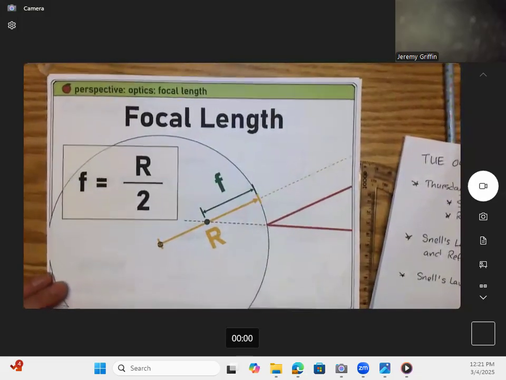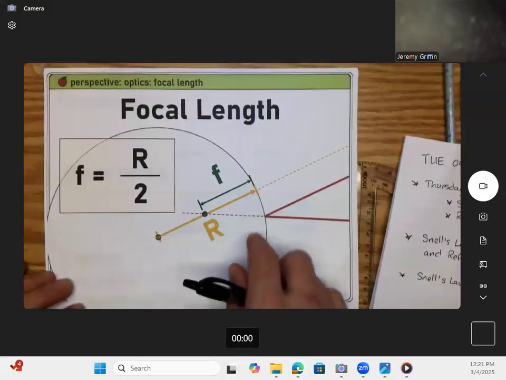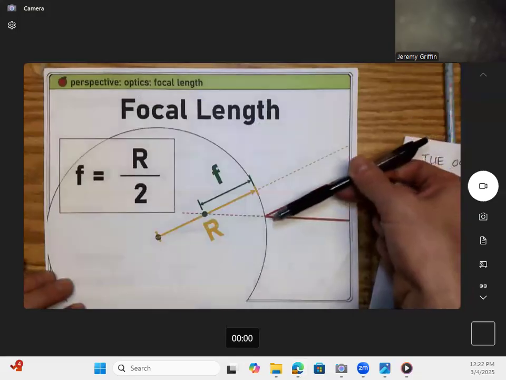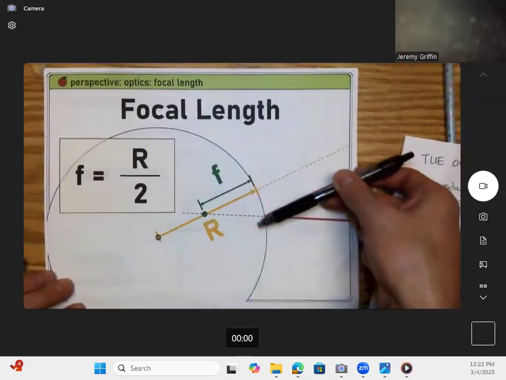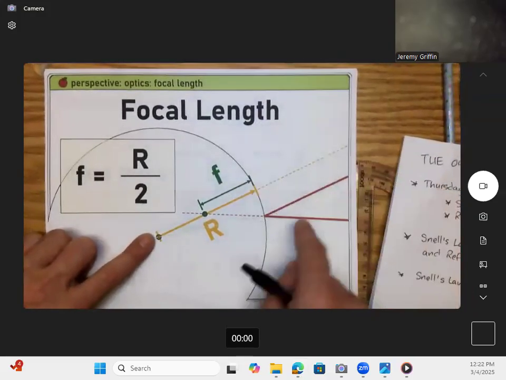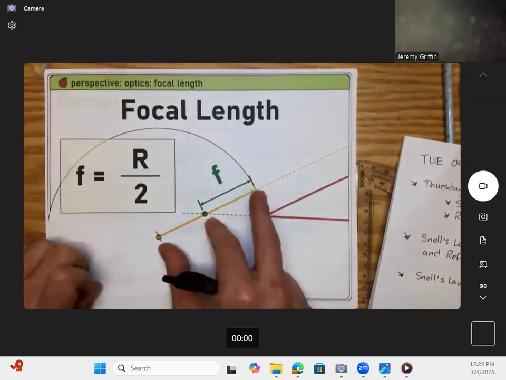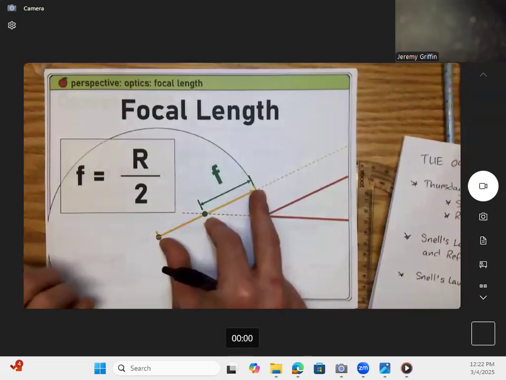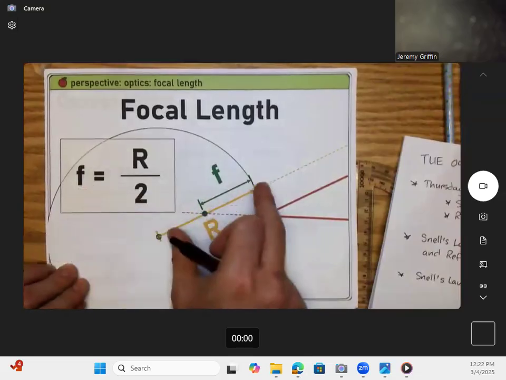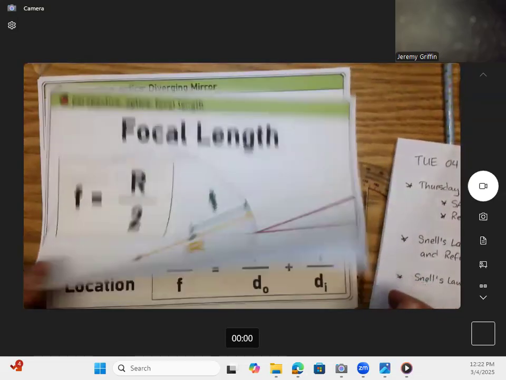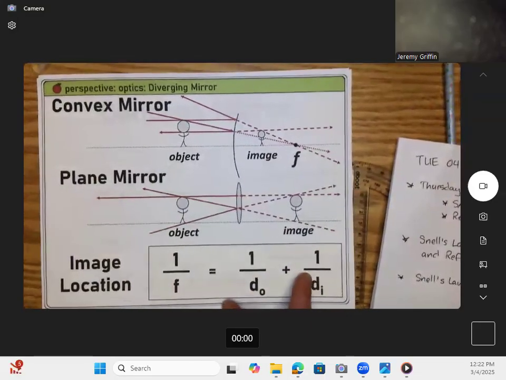Here could be a convex mirror, like a mirror ball. Suppose you shine a laser light parallel to a line that goes through the center. It's going to bounce off in such a way that it aligns with the focal point. This focal point is half the distance to the center, so the focal distance is half of the radius. We use that to make all these ray diagrams. You guys remember all these ray diagrams?